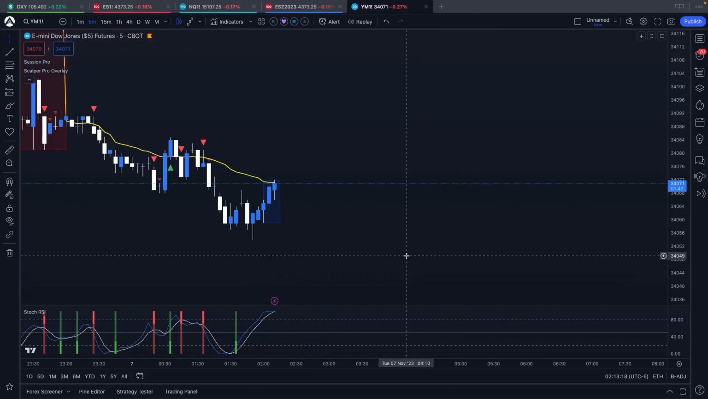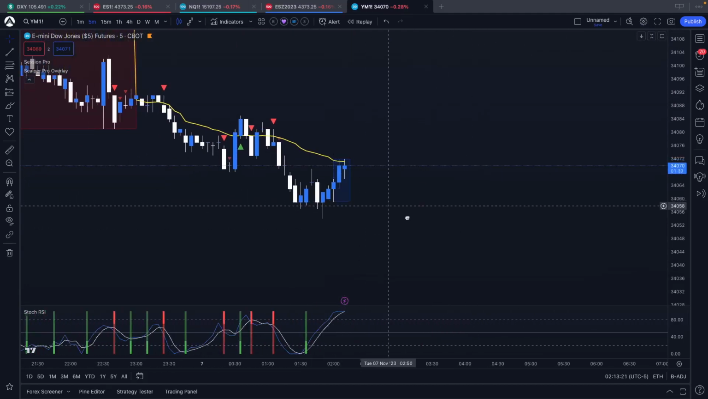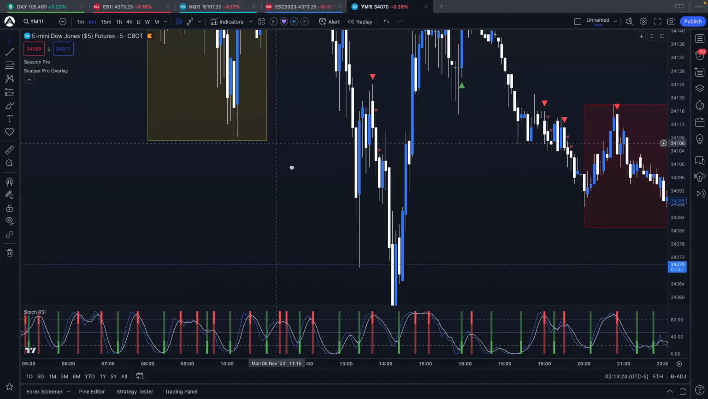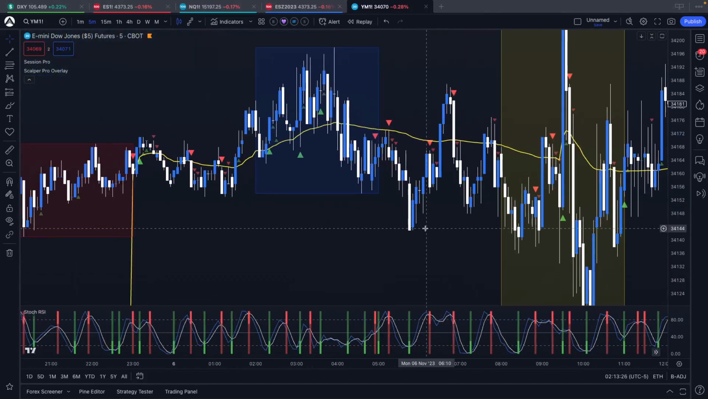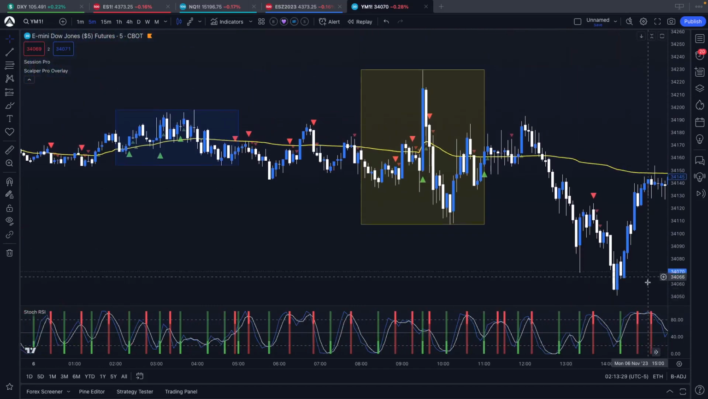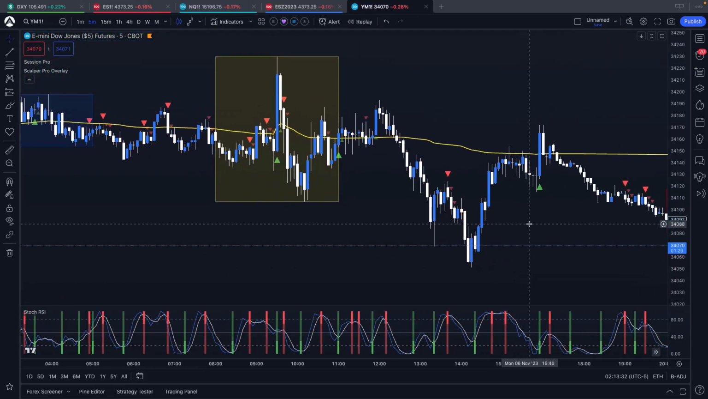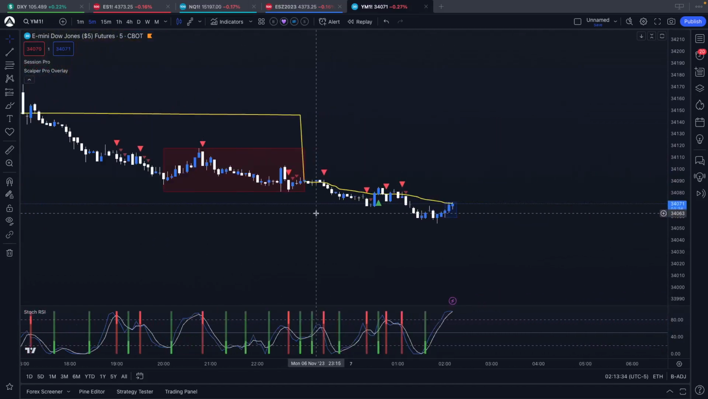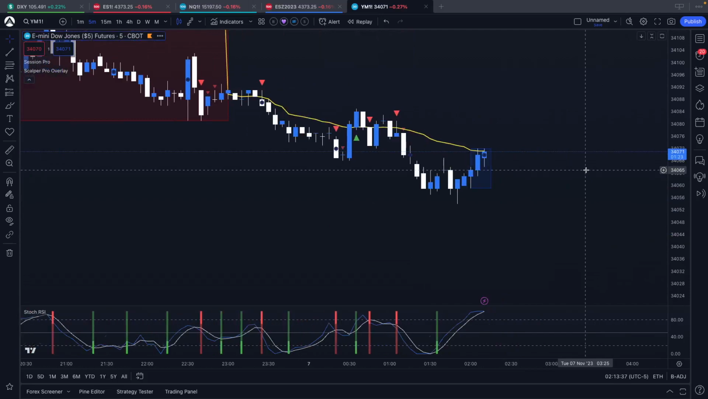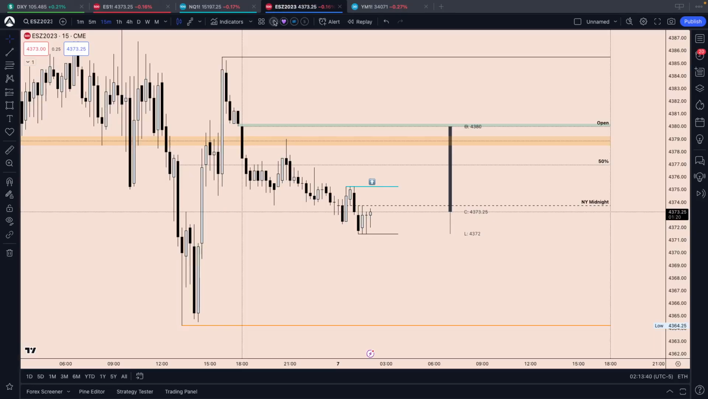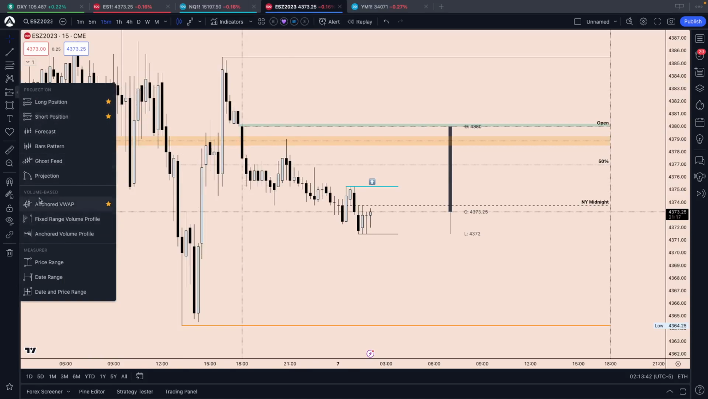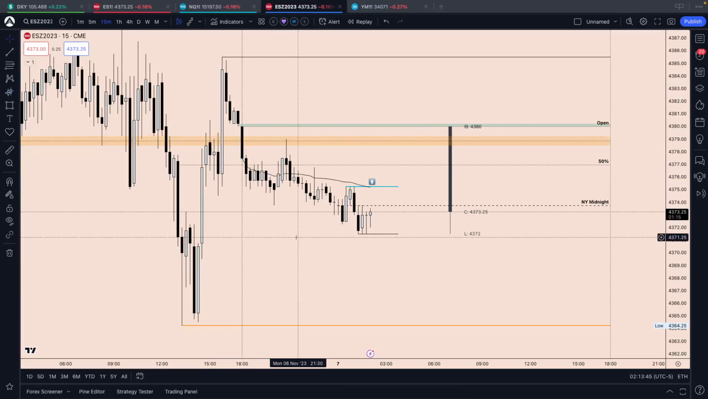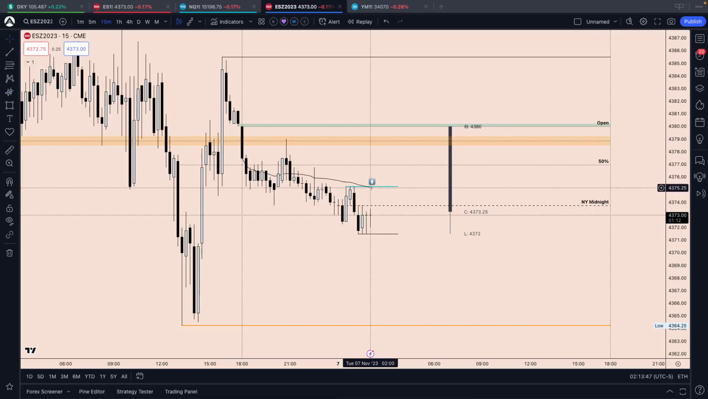No signals so far during the London kill zone, 2 a.m. Yep. Oh, yesterday was choppy. Right at the VWAP, and that reminds me of the VWAP on our chart. I forgot about that. VWAP comes in right here where we would look for our market structure shift. If we take a look at the midnight open VWAP, it's where we're at right now, bouncing against that.